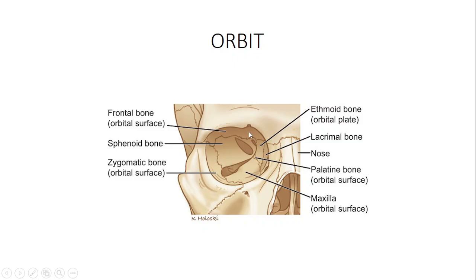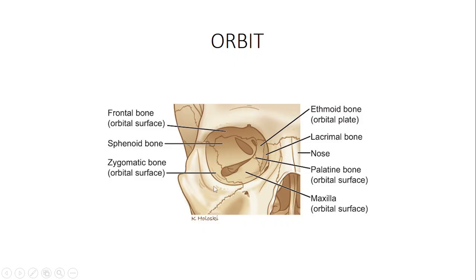Okay, so now let's talk about the floor of the orbit. The floor of the orbit is made up of 3 major bones. Notable among them are laterally you have the zygoma, medially the maxilla, and of course posteriorly you have the palatine bone. These 3 bones are forming the floor of the orbit.